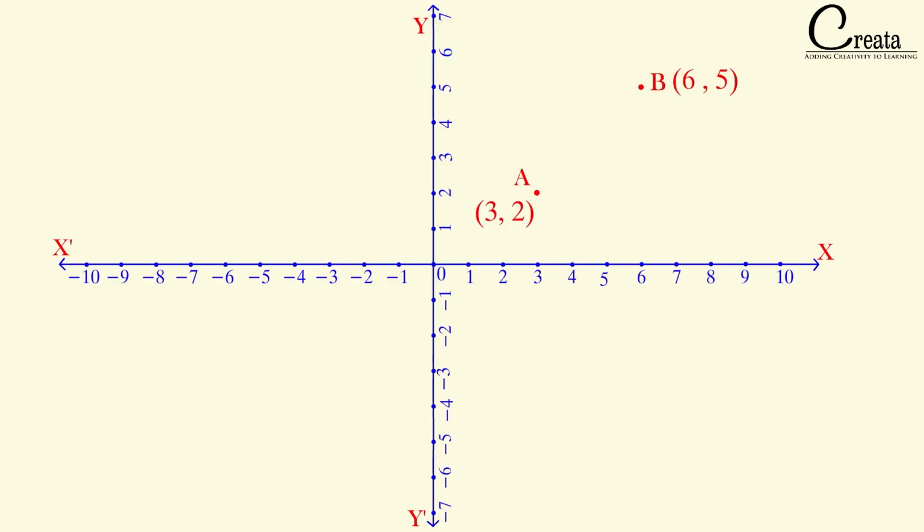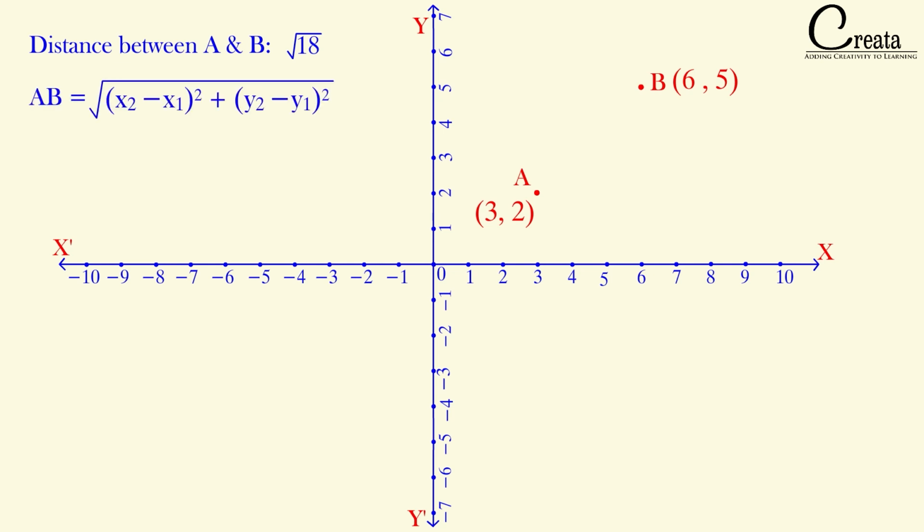In the first case, we have calculated the distance between our point A and B, that is the coordinate (3, 2) and the coordinate (6, 5), as root of 18. Let's see the applicability of the formula. Here (x1, y1) is (3, 2) and (x2, y2) is (6, 5). So we got x1 as 3 and y1 as 2 and x2 as 6 and y2 as 5.